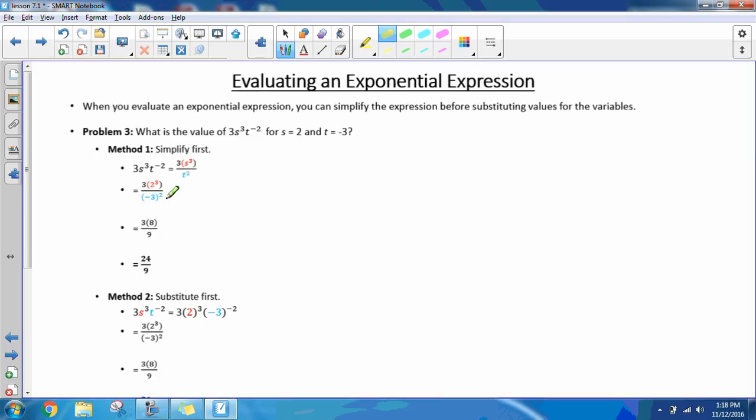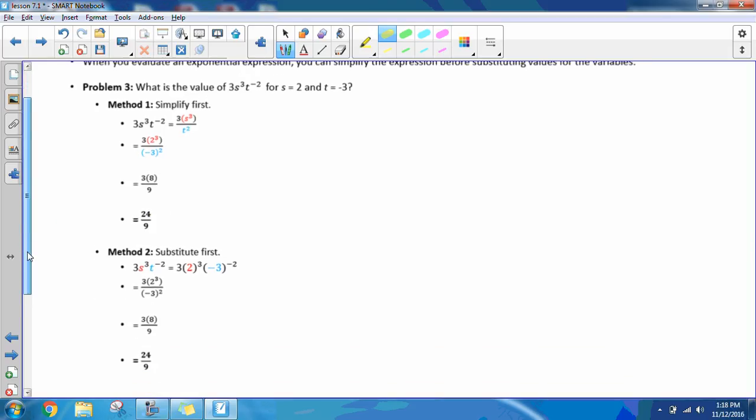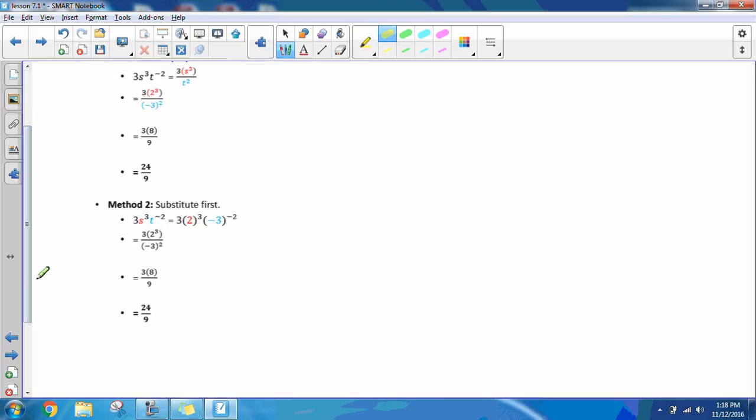Once we do that, we can simplify the numerical expression to 24 over 9. The other method is to substitute first. So we can substitute 2 for s and negative 3 for t. Once we do that, we can rewrite the negative 3 to the negative second power as negative 3 to the second power in the denominator, then simplify it, and we'll still get the same answer.